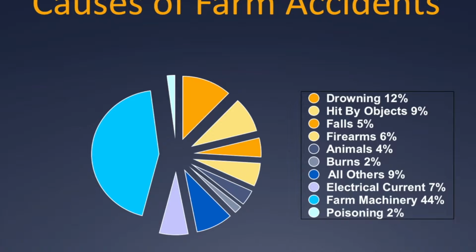So, common causes of farm accidents. As you can see from this pie chart, it is broken down into the various causes of farm accidents. Drowning at 12%, getting hit by objects 9%, falling 5%, firearms 6%, animals 4%, burns 2%, all others 9%, electrical current 7%, farm machinery, the biggest one, at 44%, and then finally poisoning at 2%. No, I'm not really sure what falls into the all others category.